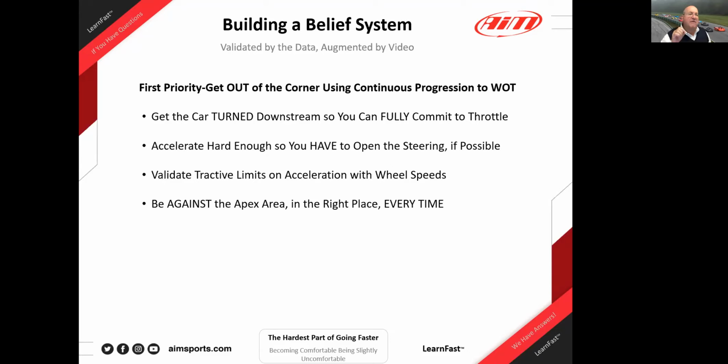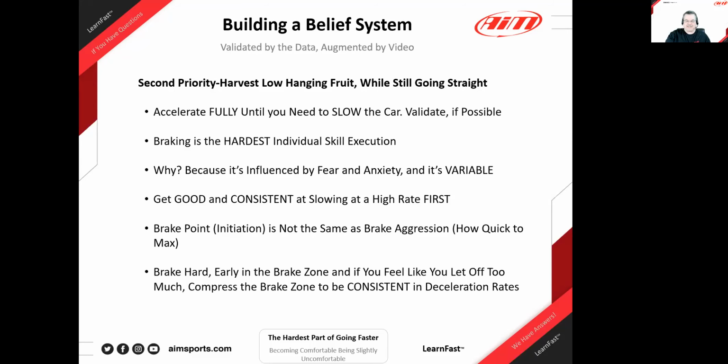And then finally, and this maybe should be earlier in the pile here, be against the apex area in the right place every time. I'm asking my drivers to touch a 50-cent piece size spot with the intersection between the tread and the sidewall of a specific tire at every individual corner point, apex area that they are using. Really, if you're not doing the basics correctly, some of the rest of it becomes harder and harder to do.